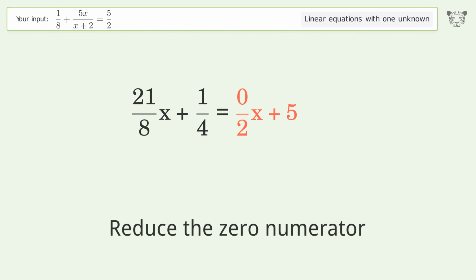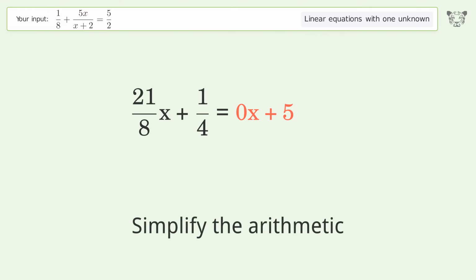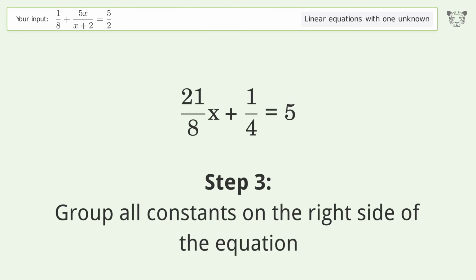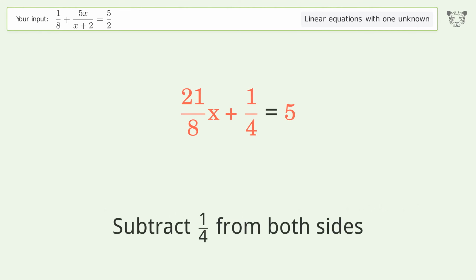Reduce the zero numerator. Simplify the arithmetic. Group all constants on the right side of the equation. Subtract 1/4 from both sides.